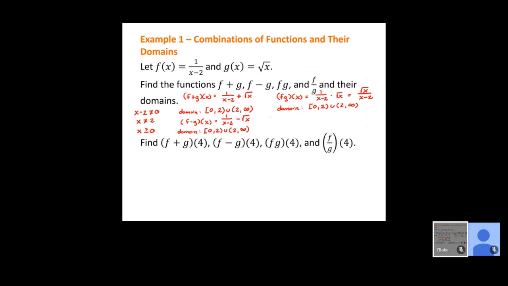All right. Then f divided by g. We're taking the f function, 1 over x minus 2, and dividing it by the square root of x. Now, we can't leave a compound fraction there, so what are we going to have to do to simplify that?